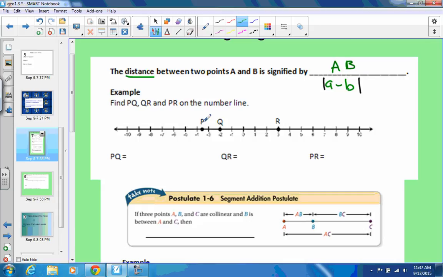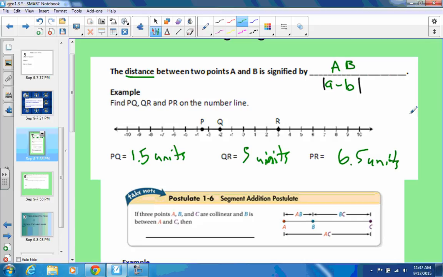Now, if you have a ruler, though, you can just figure it out. This one is 1.5. And I would like a label, so 1.5 units in this case. QR there is 1, 2, 3, 4, 5 units. Oops, I spelled units wrong. And PR would be the total of both of those, so I think it's 6.5 units.